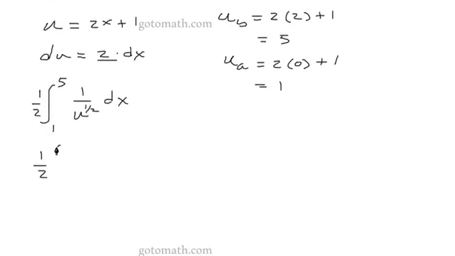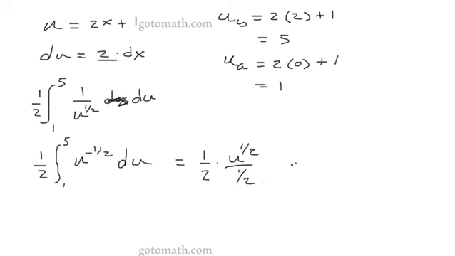We have a half times, going from 1 to 5, of u to the negative a half, and ooh, I made a mistake here. That should be du. I'm sure someone saw that. Right, du, not dx. So this becomes 1 over 2 times u, adding 1 to the exponent gives us a half. Then we put the exponent down below, and we're going from 1 to 5.